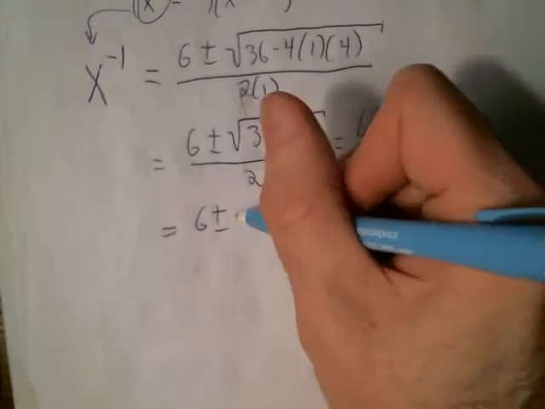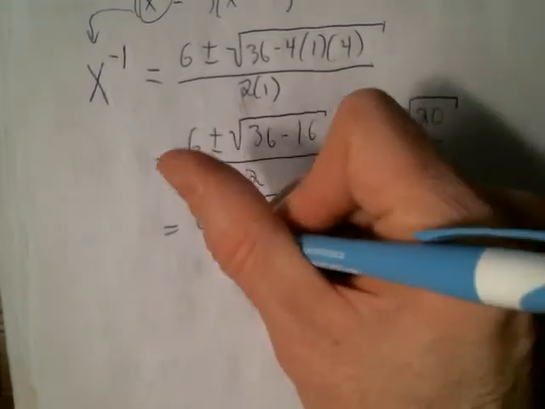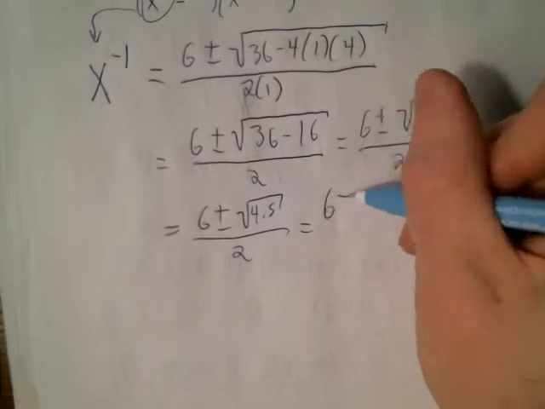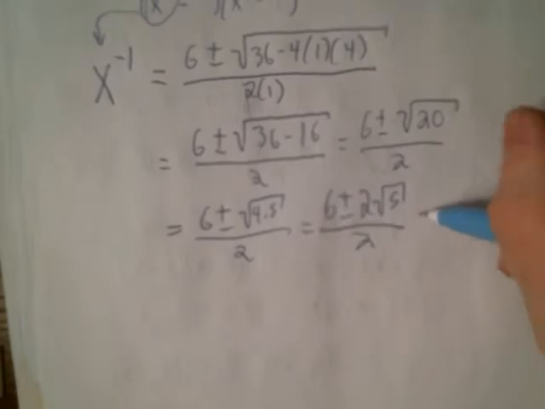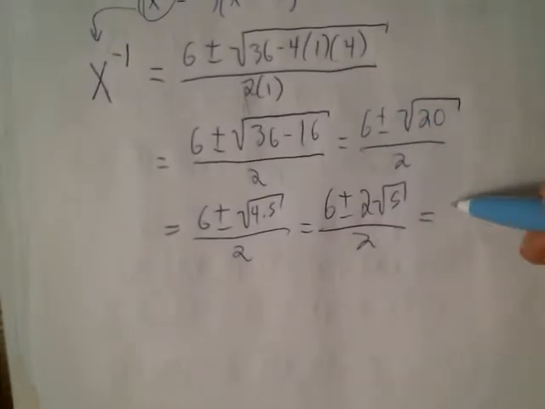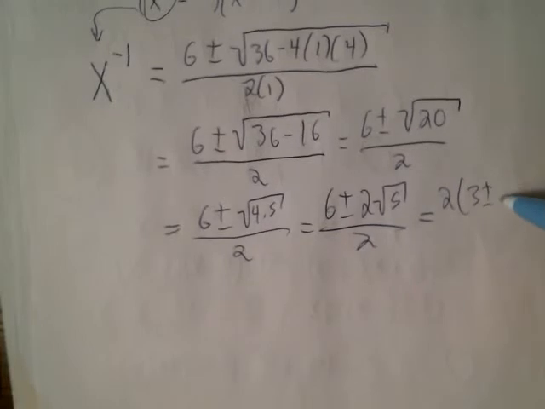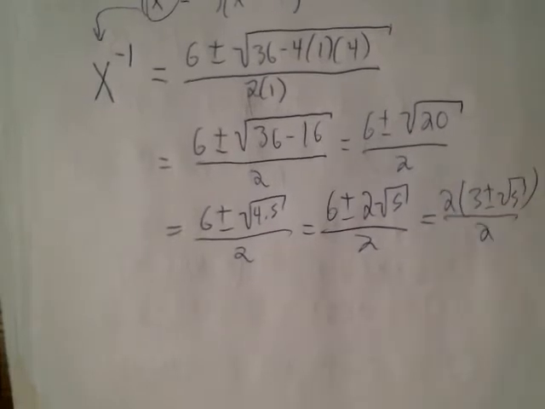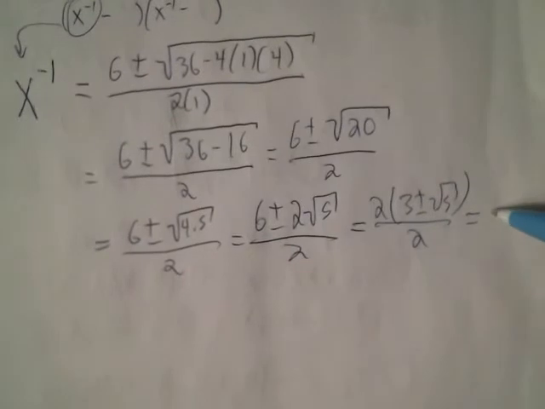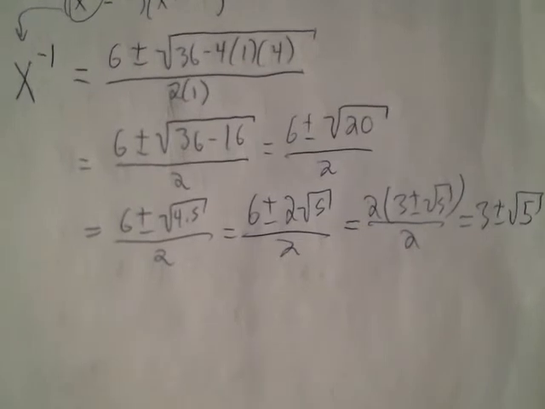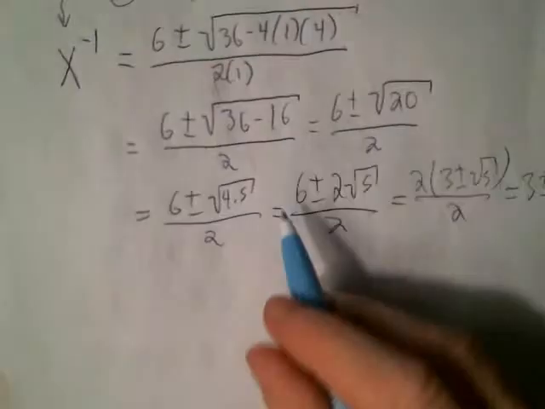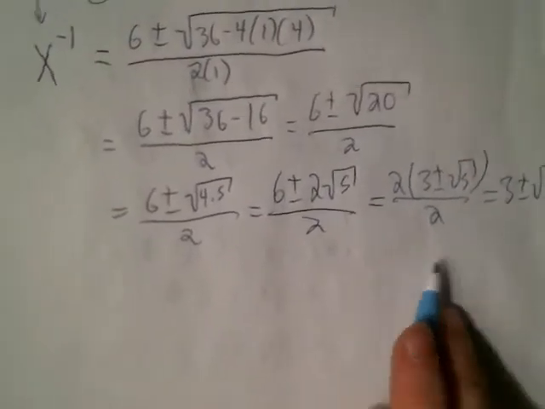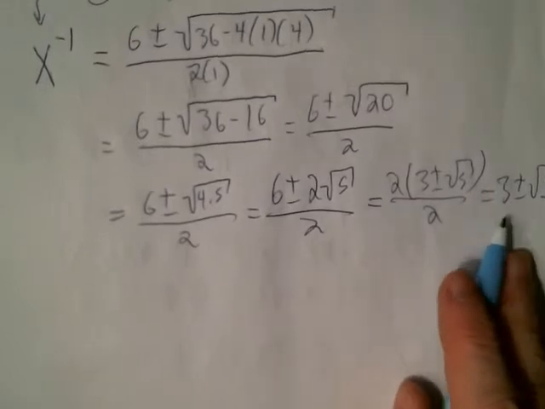Okay, so I can march out perfect squares. The square root of 20 is the square root of 4 times 5, and that's all over 2. So I have 6 plus or minus the square root of 4, which is 2, and then root 5, and that's all over 2. And then I can factor a 2 out of the numerator. So I have 3 plus or minus root 5, all over 2. Okay, so our x to the negative 1 equals this thing. So there are 2 answers here, 3 plus radical 5 or 3 minus radical 5.